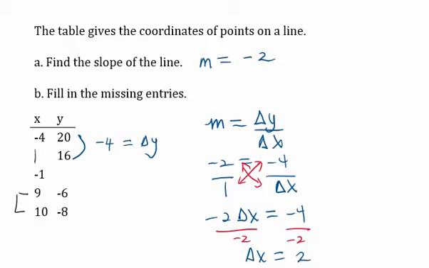So that's not going to be what this next coordinate is. It is going to be how I get there, though. So I take negative 4, I add 2, or whatever the change in x is, and find that this missing coordinate is negative 2. Notice when we take our delta y, which is negative 4 in this case, and divide by our delta x, which is positive 2, we should get the slope of negative 2.